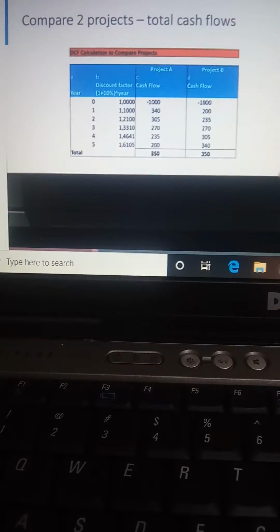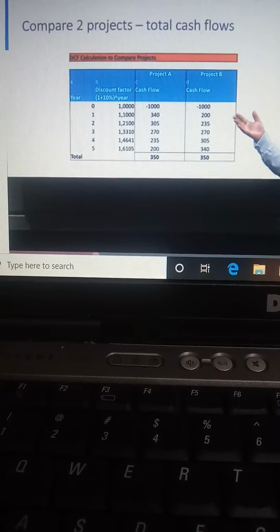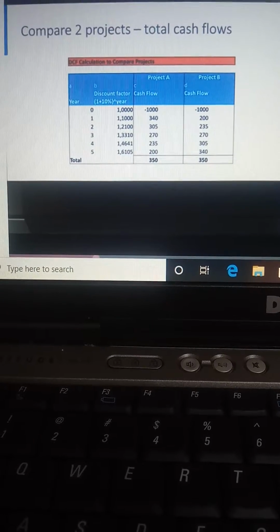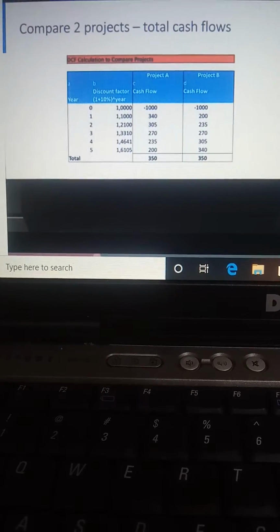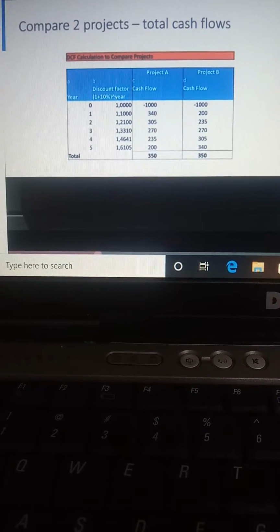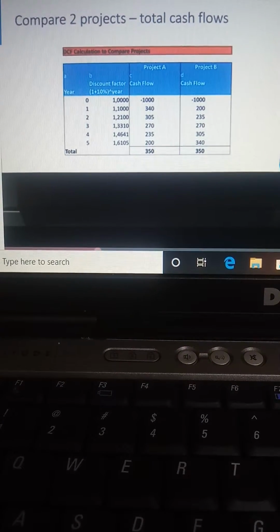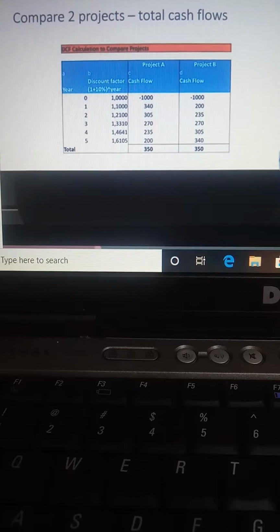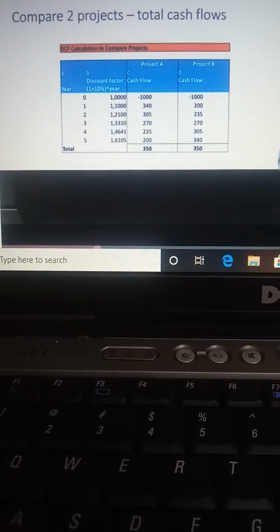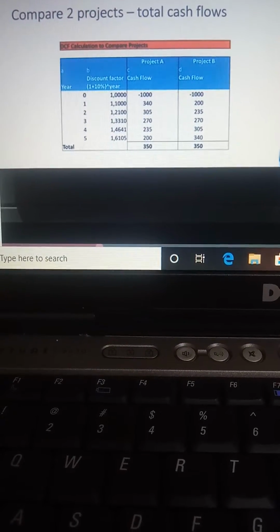Let's look at two projects and compare their cash flows. Project A and B both require an identical investment, an investment of 1,000, and after 5 years they have both generated identical cumulative cash flows, 350 in total.